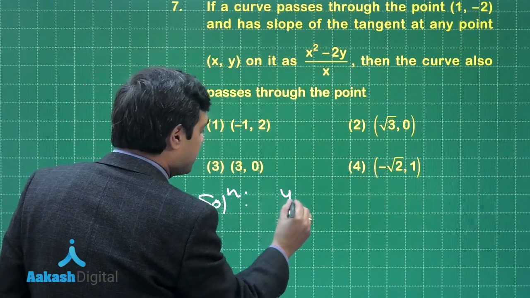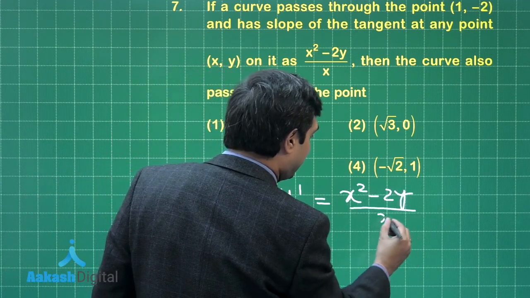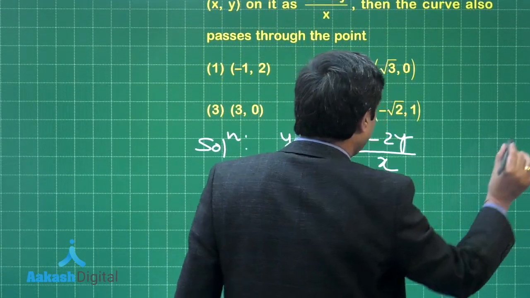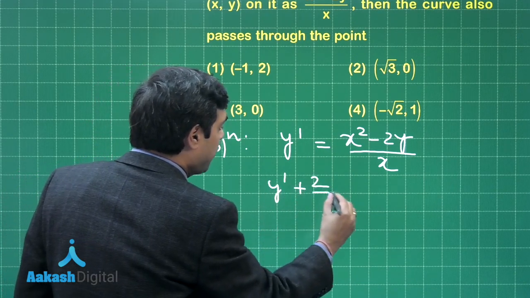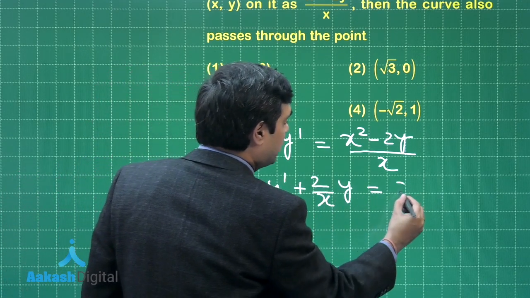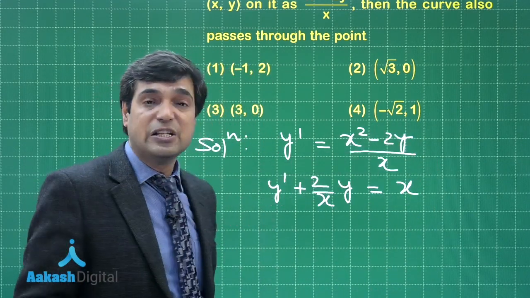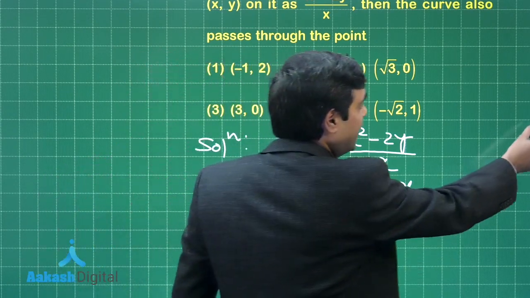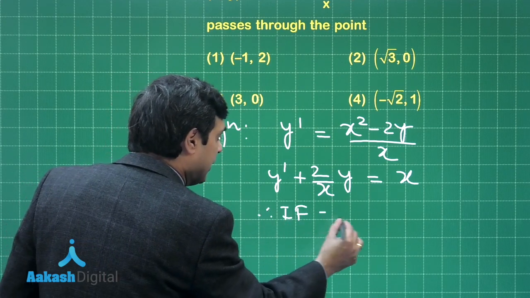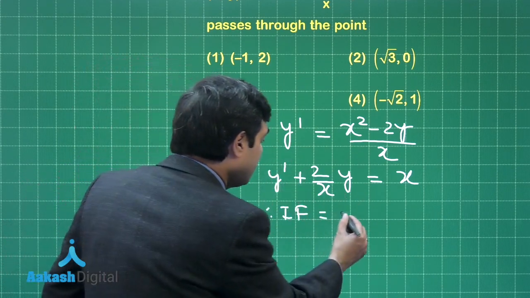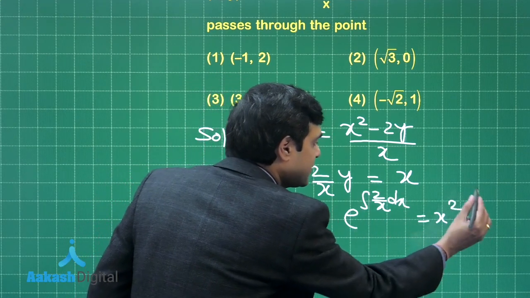dy/dx, or say y', is equal to (x² - 2y)/x, which can be rewritten as dy/dx + (2/x)y = x. This is clear. What I have done is taken 2y/x on one side so that I can see it as a linear differential equation. Now, what is the integrating factor of this equation? This is e to the power integral 2/x dx, that's simply x².